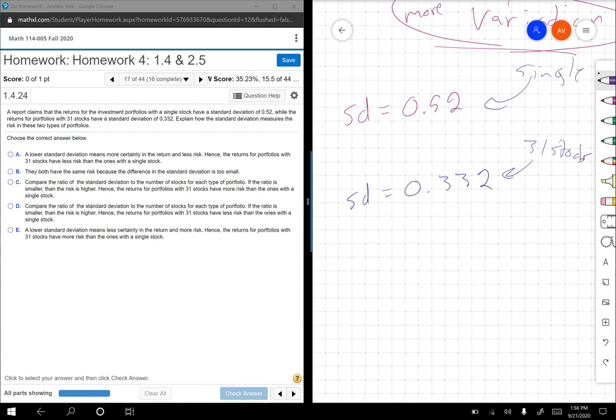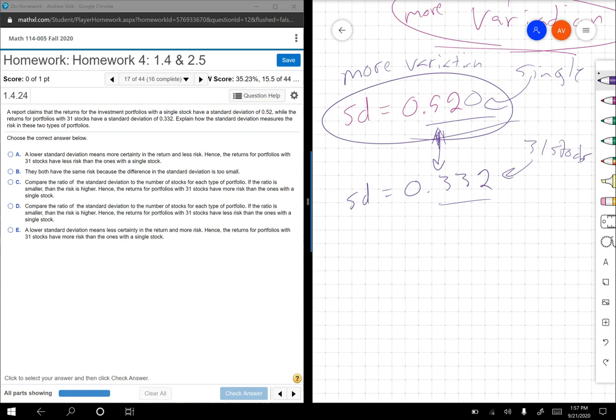Well, if we look at these two, which one is more varied? Well, our answer is going to be the one with a bigger standard deviation. Which one has a bigger standard deviation? This one is 0.332, but we need to remember that when we're looking at two numbers, we need to look at the place value. If we compare them like this, we say, well, 0.5 is definitely more than 0.3. This one has more variation.